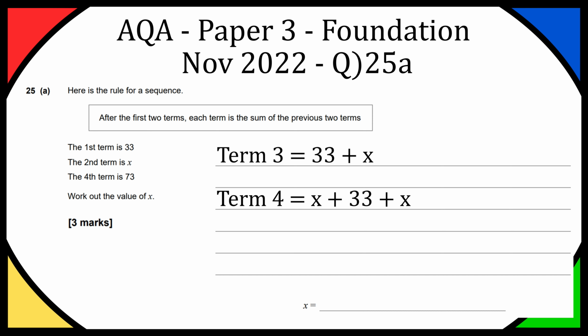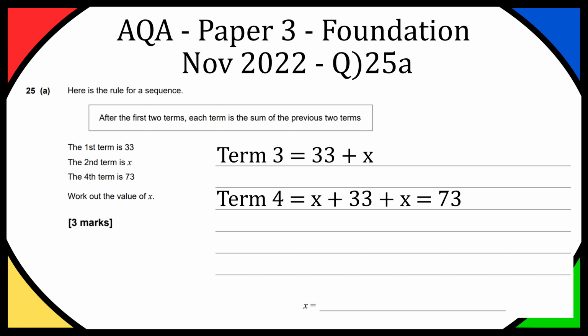So term 4 is equal to x plus 33 plus x, but we're also told term 4 is equal to 73. So we've got to this point by using the definition above and also the bit of information that term 4 is equal to 73. So we've got 2 ways to define term 4, and using that we can work out the value of x.